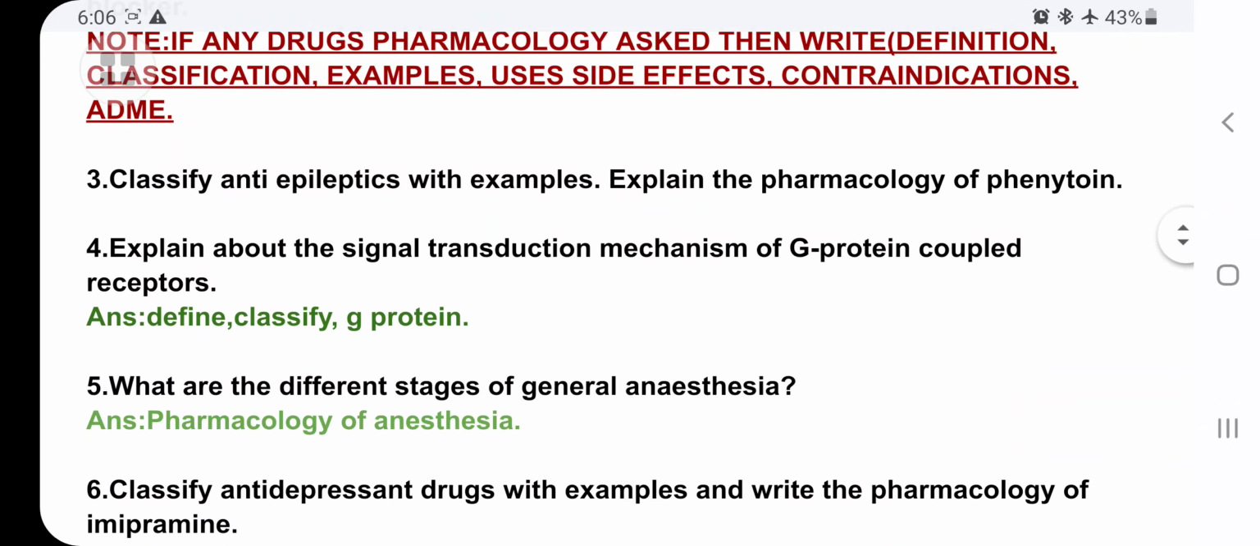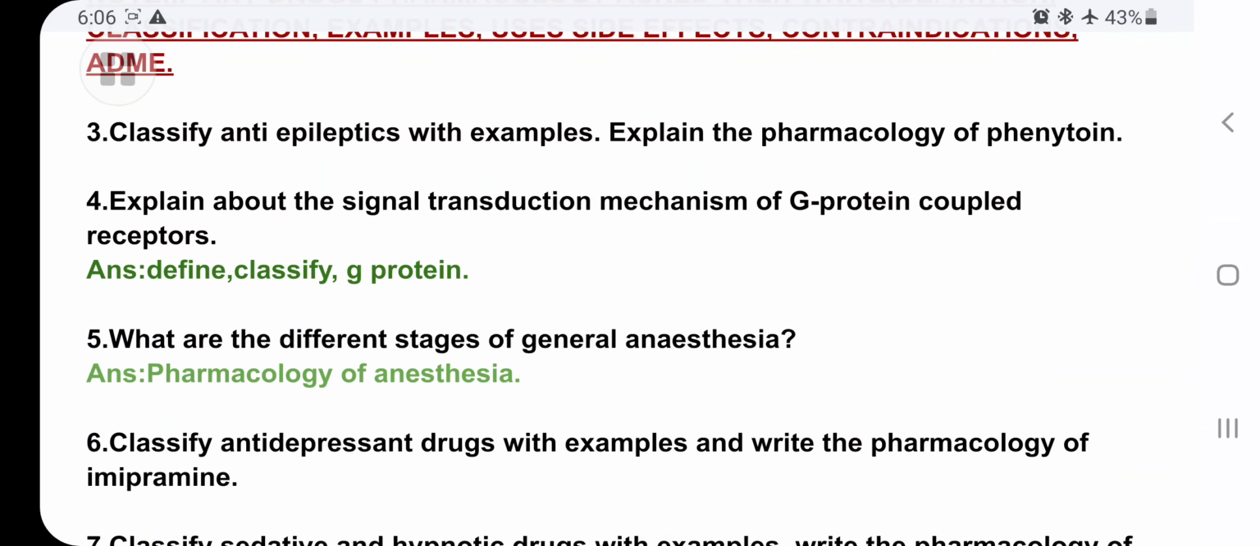Are you getting it? Yeah. What are the different stages of general anesthesia? It means you have to explain the pharmacology of anesthesia here. They have asked about three main types of anesthesia, general anesthesia. Mainly three. Yeah, how you wrote it in medicinal chemistry, the same you have to write here, but structures are not important here. What is anesthesia? Classification of anesthesia: inhalation anesthesia, then short acting benzodiazepines, and at last dissociative anesthesia. This is all you have to write down.